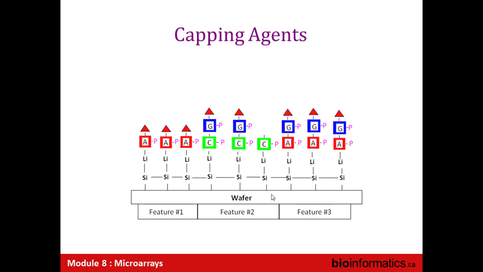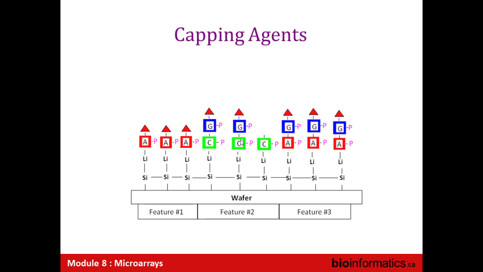That's a big problem. Imagine now that we have this and feature 2 that has not correctly had a G added to it. Well, the rest of the sequence on top of it is going to be wrong. And now you're going to have a hybrid sequence that seems to have an insertion deletion. It's going to bind to something that we don't want it to.